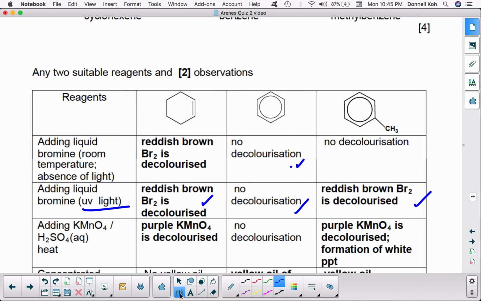What about adding KMnO4? Adding KMnO4 can cause oxidative cleavage of the alkene, so purple KMnO4 is decolorized. Benzene ring cannot be oxidized, so no decolorization. The side chain of the benzene ring can be oxidized to benzoic acid. So purple KMnO4 is decolorized, and benzoic acid is actually the white precipitate.